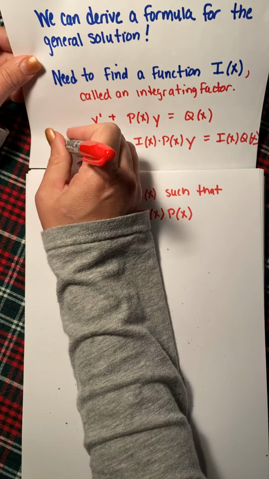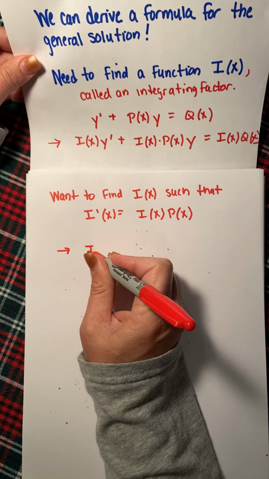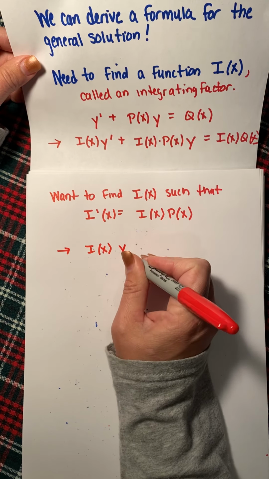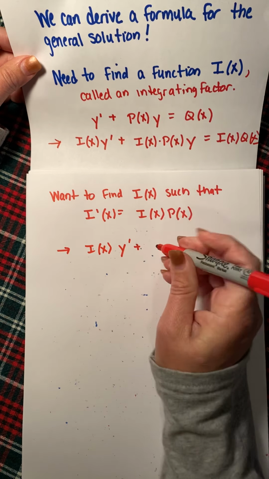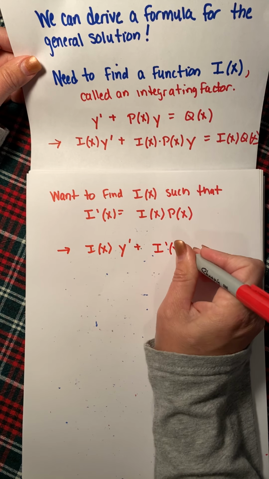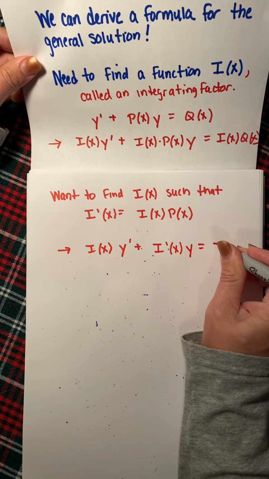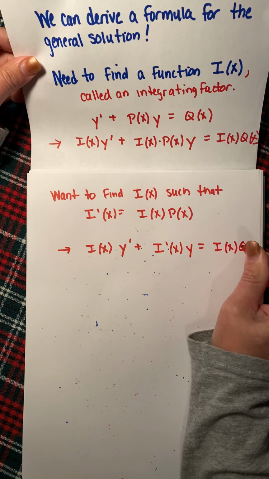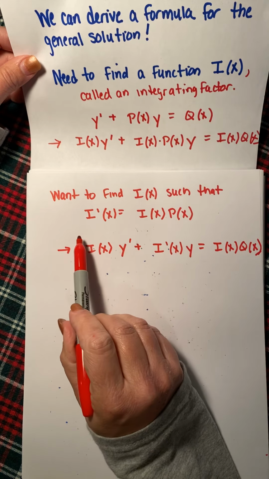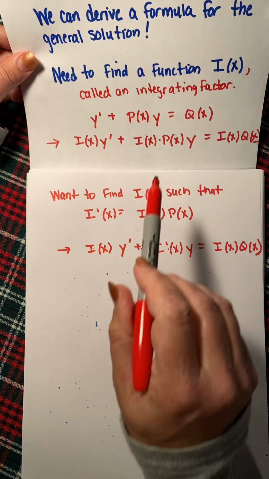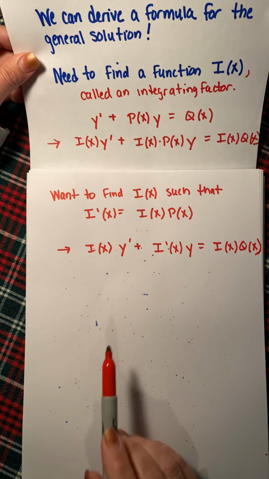then I can rewrite this as I of x, the function of x, times y prime, plus, well, I'm going to replace this with I prime, y equals I of x, q of x. So I didn't tell you how we're going to find it yet, but this is our goal, is to find a function I such that its derivative is going to be itself times that function.